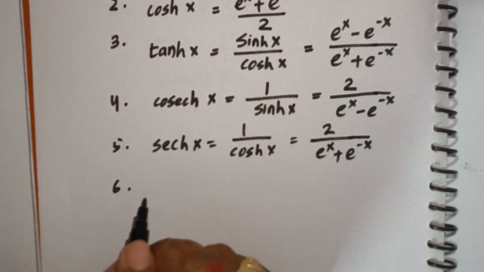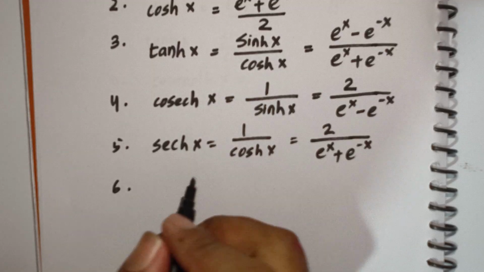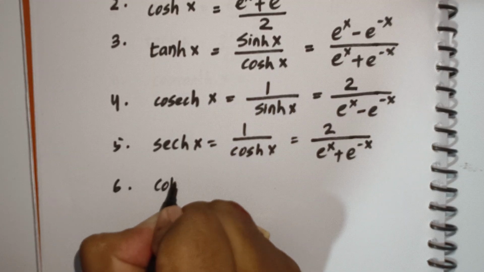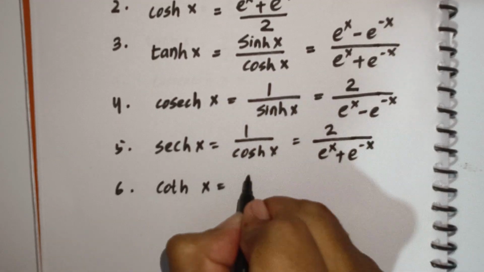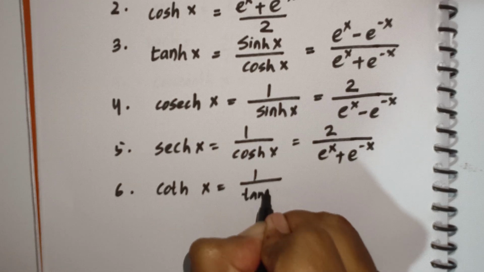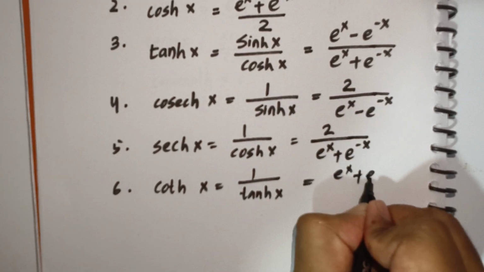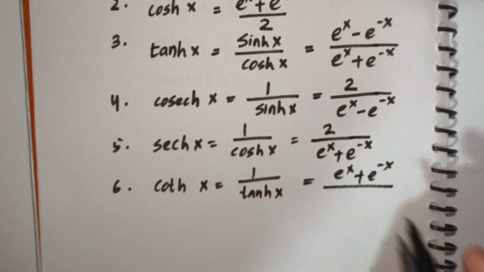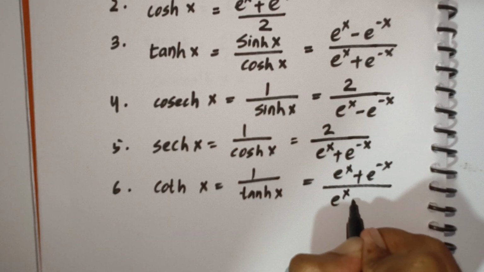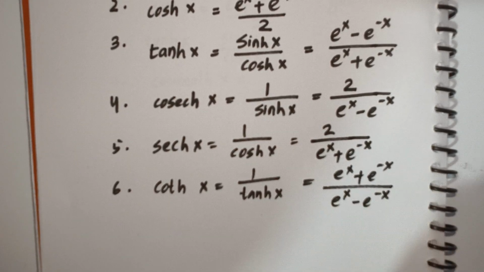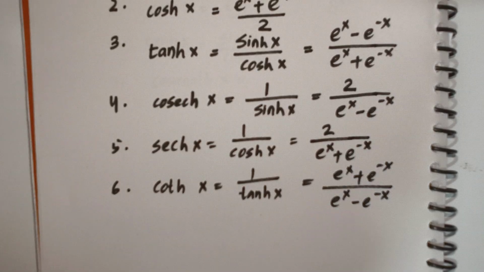Last, we have hyperbolic cotangent, the reciprocal of tangent, and this is 1 over hyperbolic tangent, which is e to the power x plus e to the power minus x divided by e to the power x minus e to the power minus x. So these are the 6 hyperbolic functions.